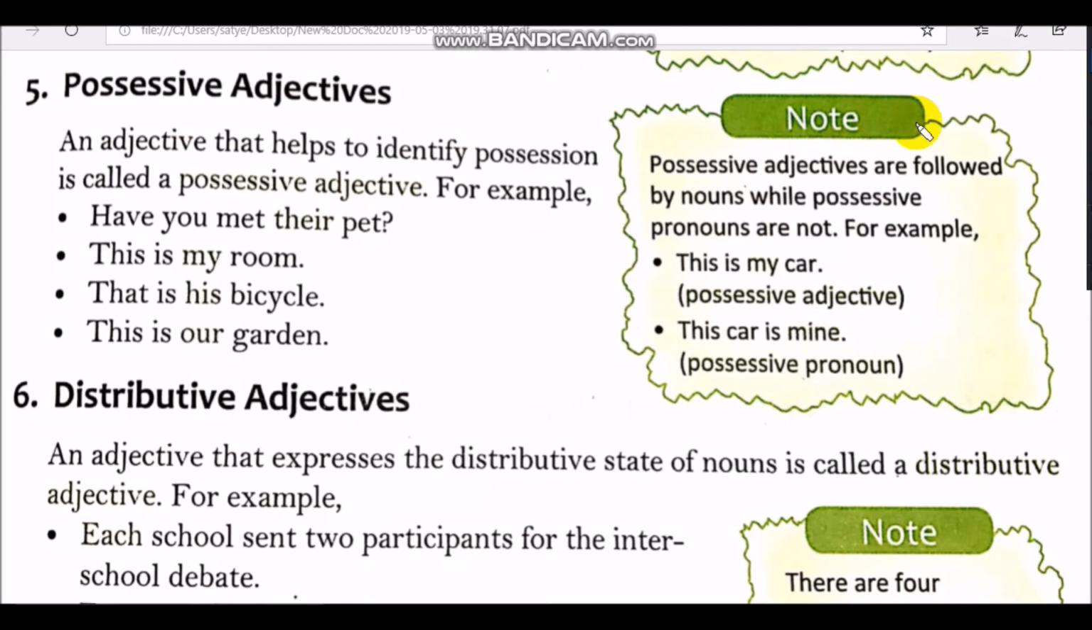Now we have possessive adjectives. An adjective that helps to identify possession is called a possessive adjective. Means any adjective that describes the possession of something is a possessive adjective. For example, have you met their pet? So here: have you met their pet?